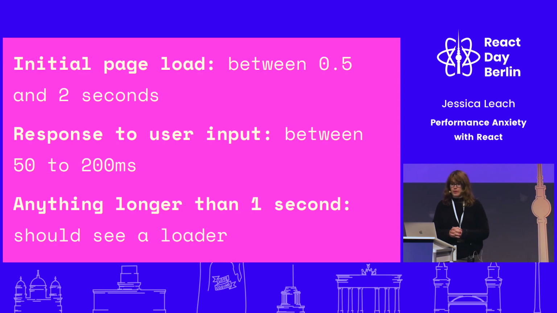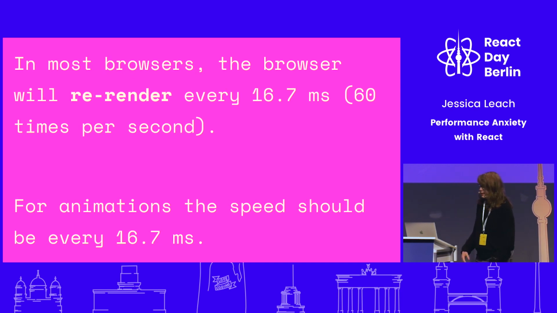These are Mozilla's web performance guidelines. An initial page load should be between 0.5 and 2 seconds. A response to a user input should be between 50 and 200 milliseconds. And anything that takes longer than 1 second to load should see a loader or a progress bar until it renders.